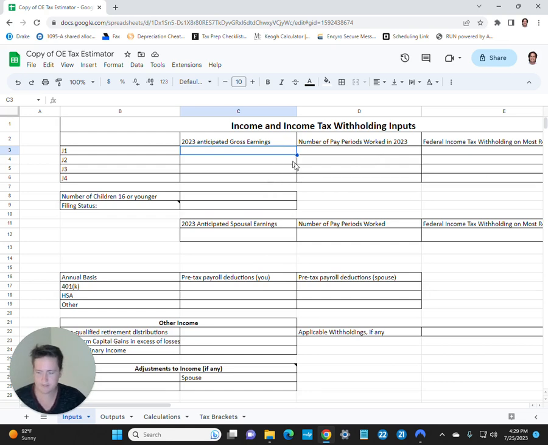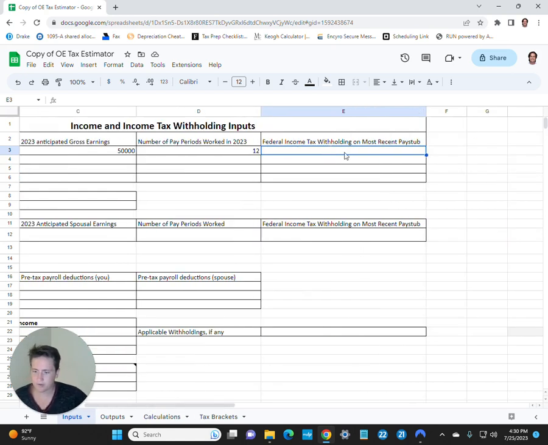I'll go through step by step what to put in each of these inputs in the inputs tab. Under this column is your 2023 gross earnings by job. So if your total comp at J1 is $100,000, but you start at the beginning of July, then you're only going to put $50,000 in here. Let's say you get paid semi-monthly at J1, so you're only going to put 12 pay periods, since you're only working half of the year. Otherwise, it would be 24 the next year, assuming you kept that job for the entire year.